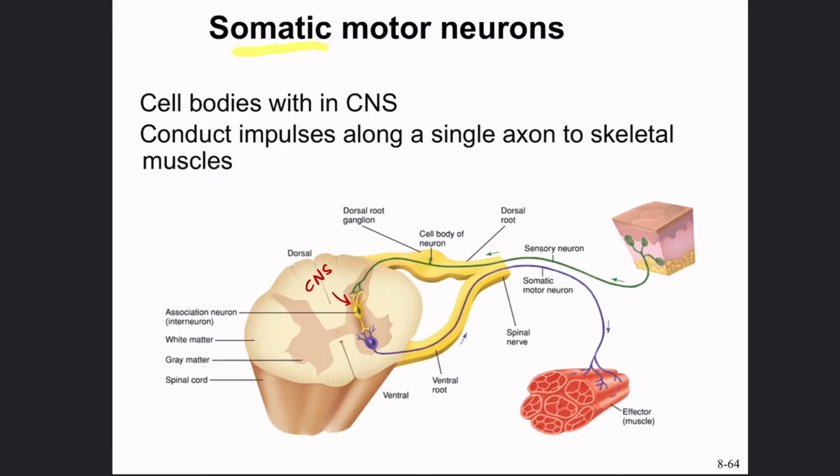And then it's going to impact one motor neuron, one somatic motor neuron. Notice that its cell body is in the central nervous system. Its axon is going out the ventral root of our spinal cord, and it is going to impact an effector. And here the effector is skeletal muscle because we're talking about our somatic motor neurons.